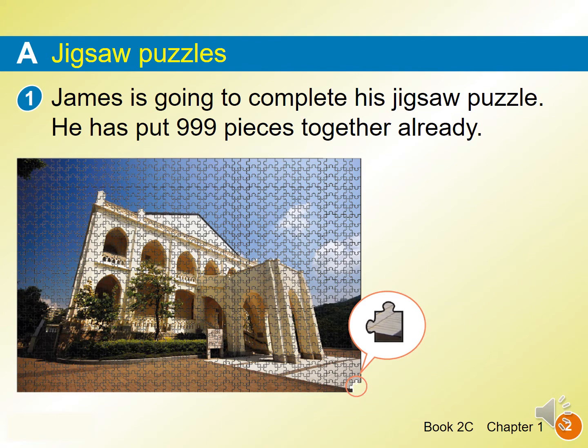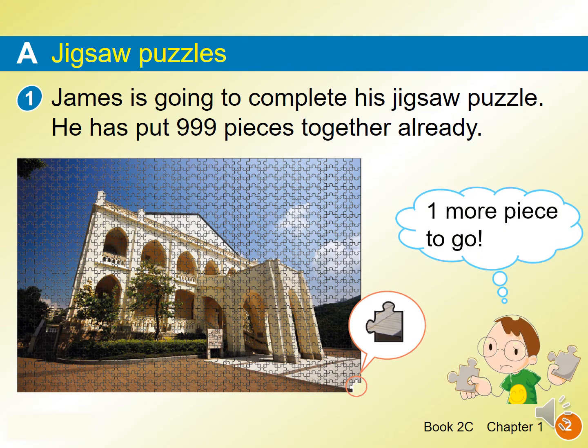Page 1. James is going to complete his jigsaw puzzle. He has put 999 pieces together already. There's only one more piece to go. If we add that one piece to the other 999 pieces, how many are there in total?